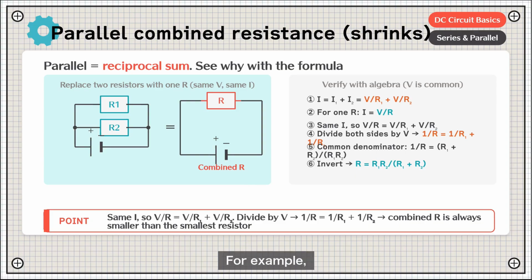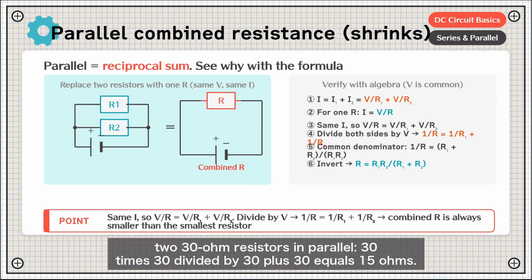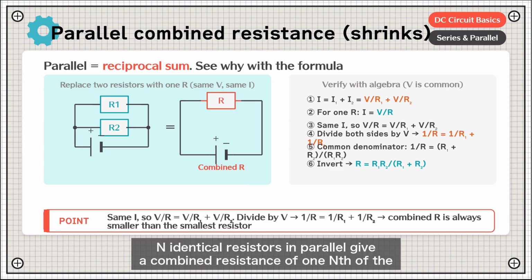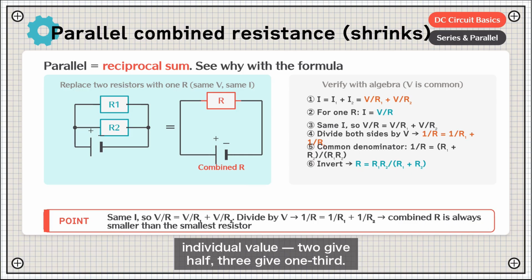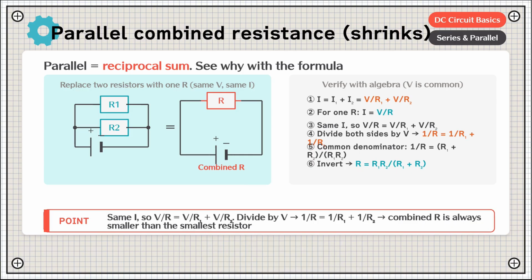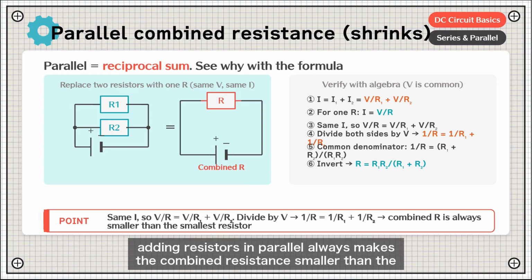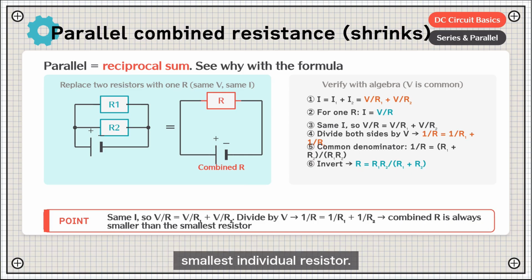For example, two 30 ohm resistors in parallel. 30 times 30 divided by 30 plus 30 equals 15 ohms, exactly half. In fact, n identical resistors in parallel give a combined resistance of 1/n of the individual value. 2 give half, 3 give 1/3. The crucial point: adding resistors in parallel always makes the combined resistance smaller than the smallest individual resistor.